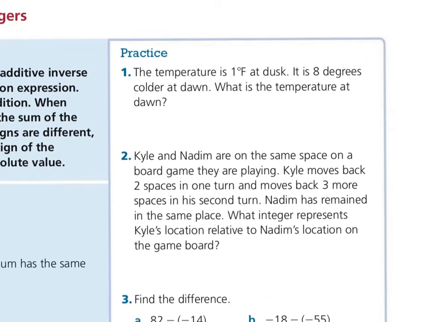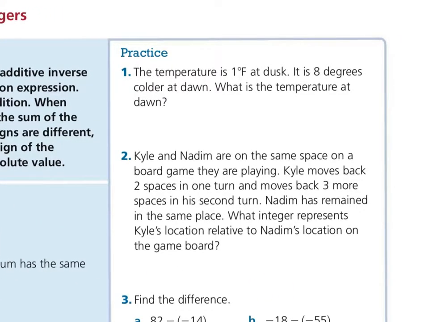So number 1, temperature is 1 degree Fahrenheit at dusk. It's 8 degrees colder at dawn. What's the temperature at dawn? So we could think about this. If it's 1 degree and then 8 degrees colder means the temperature is going to go down 8. So we could say 1 minus 8.